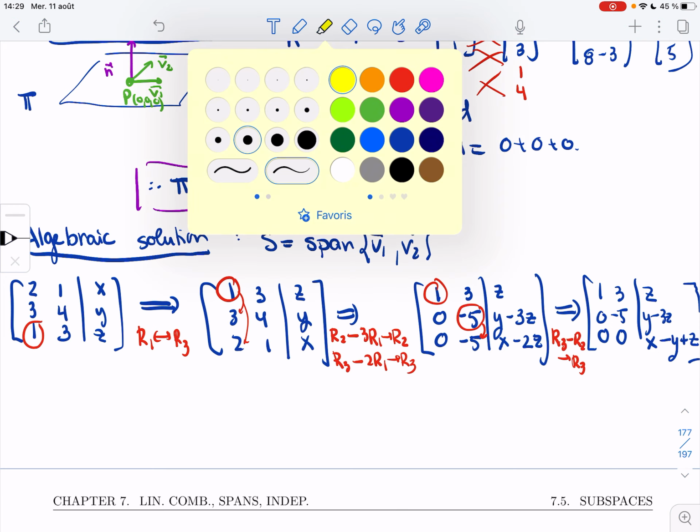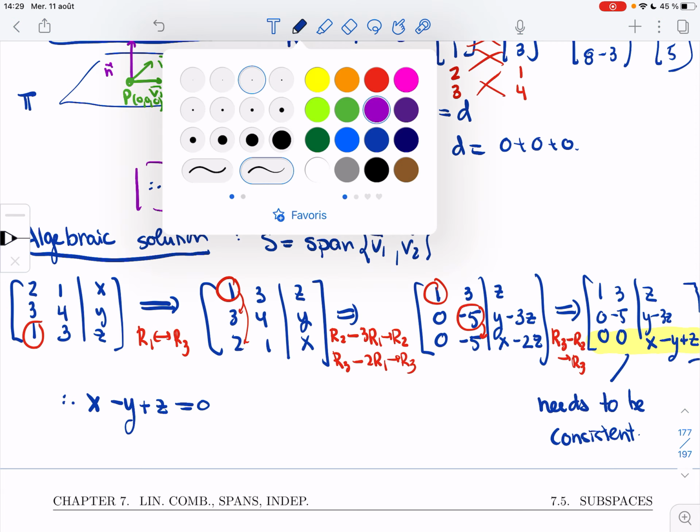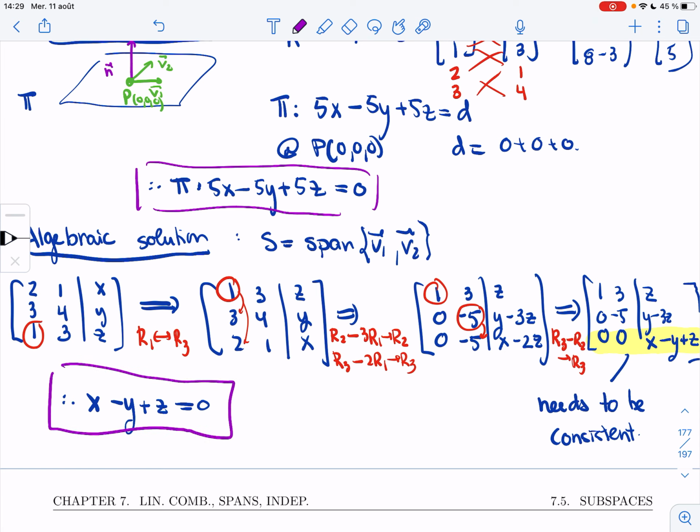All right, so what I have right here is a row whose coefficients are 0, and so this needs to be consistent. And so the constant needs to be 0, so I will get x minus y plus z equals 0. That's the equation I will use for this plane. All right, so the two solutions gave you slightly different answers, but if you multiply the bottom one by 5, I'm going to get the top one. So they are representing the same geometric object, and so we're happy about that.